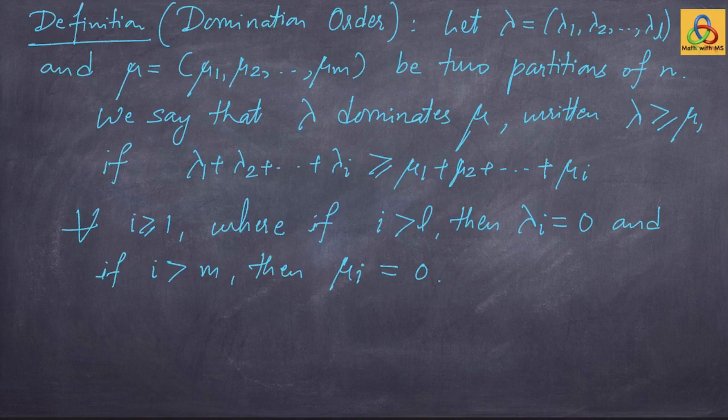In terms of the Young diagram, it says that if you are given two partitions lambda and mu of a positive integer n, you take the Young diagram of shape lambda and the Young diagram of shape mu. Then the number of boxes in the first row of lambda should be bigger than or equal to the number of boxes in the first row of mu. The number of boxes in the first two rows of lambda should be bigger than or equal to the number of boxes in the first two rows of mu. The number of boxes in the first three rows of lambda should be bigger than or equal to the number of boxes in the first three rows of mu, and so on for each i, which is bigger than or equal to the maximum of l and m.